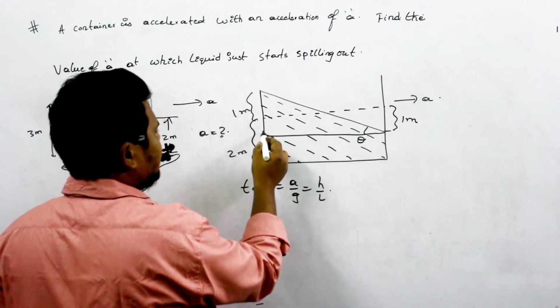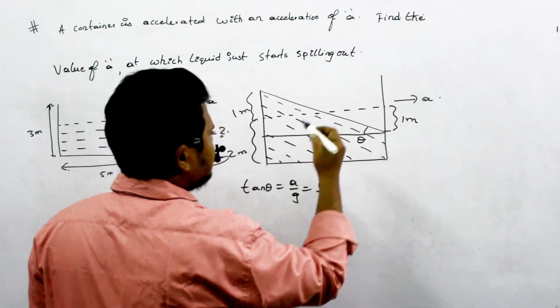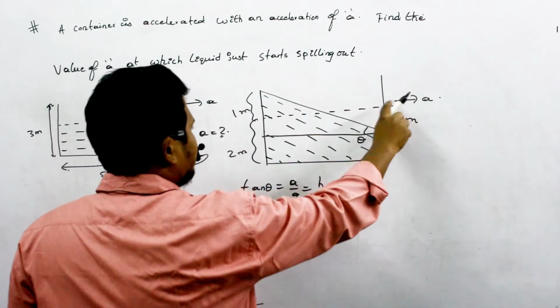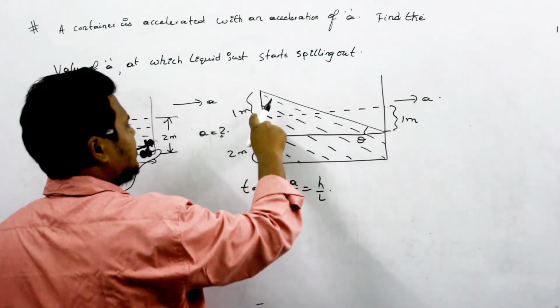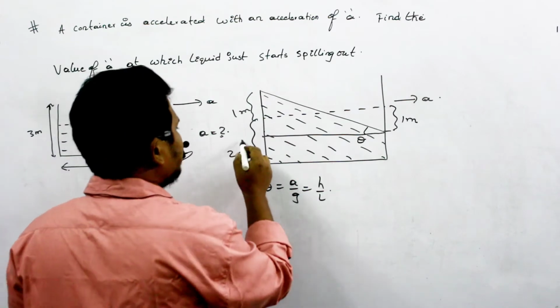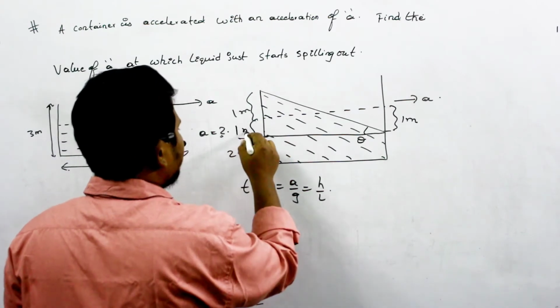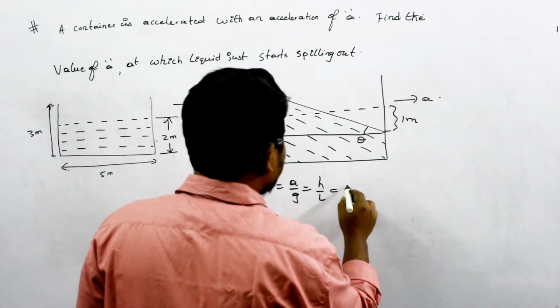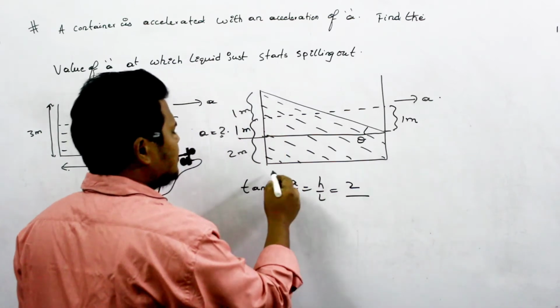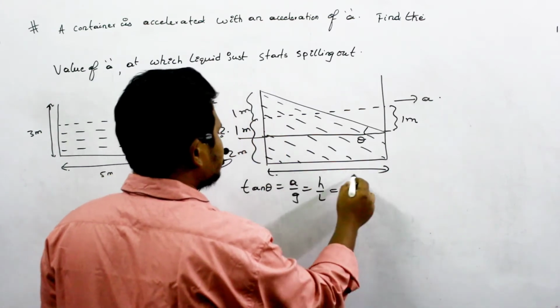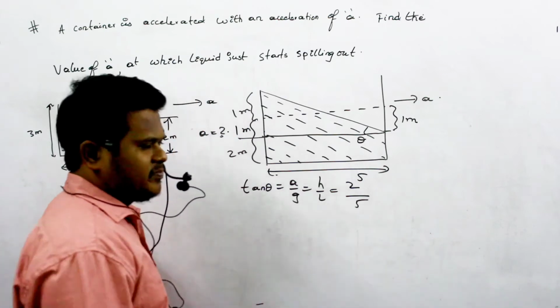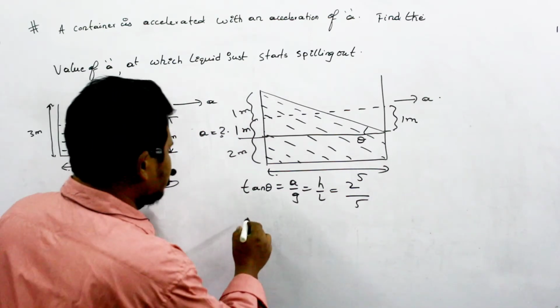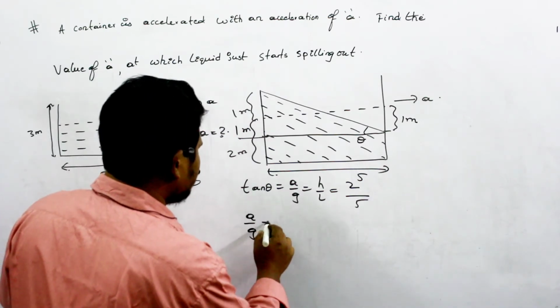So if this is 1 meter, this is also 1 meter, because this is equal to 1 meter. So this is 1 meter, this is 1 meter, this is 1 more meter. So the total h value will become 2 in this condition, 1 meter and 1 meter. So h is equal to 2 divided by the length of the tank, which is already given as 5 meters. So 2 by 5. Therefore a by g is equal to 2 by 5.